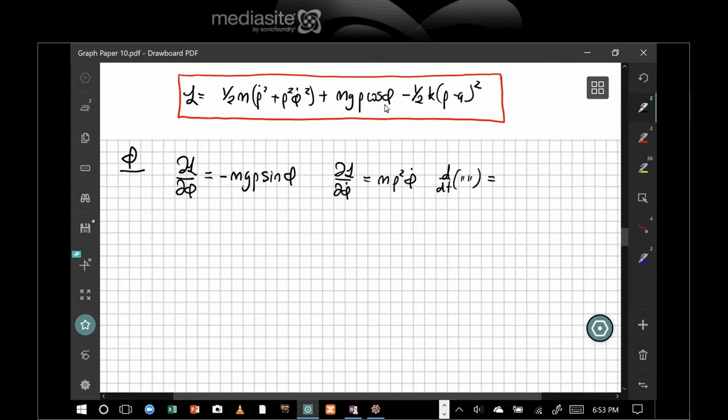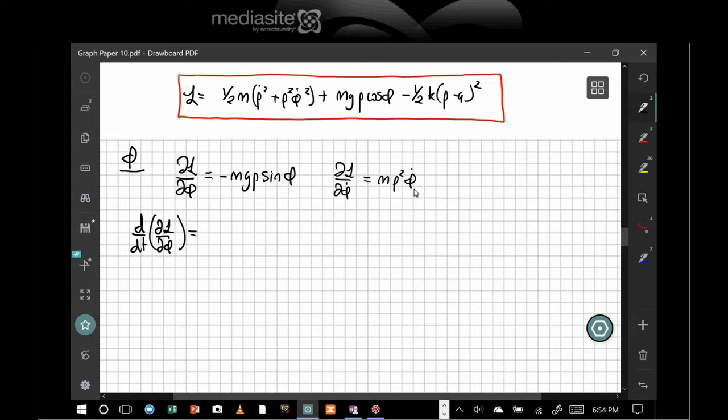Now you've got to be careful here. This is where it's easy to make a mistake at this point. The reason why is because both phi and rho are time dependent, so you've got to be careful there. So what I'm going to do is just write it out explicitly. I have to use a chain rule.